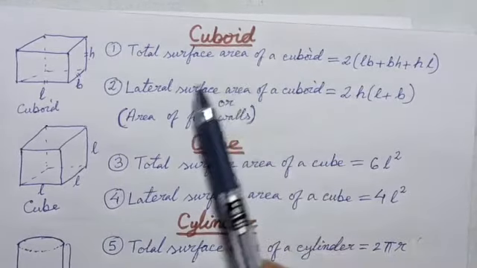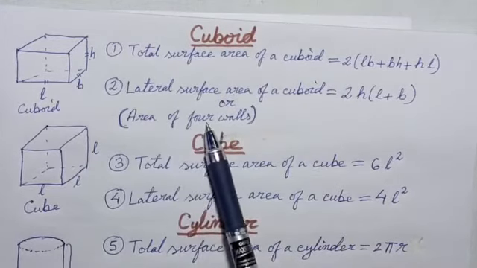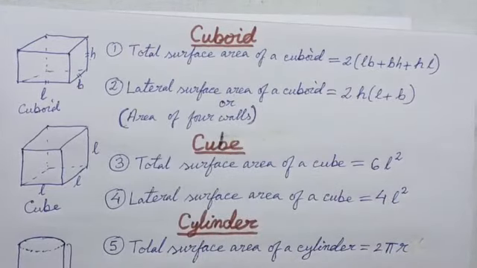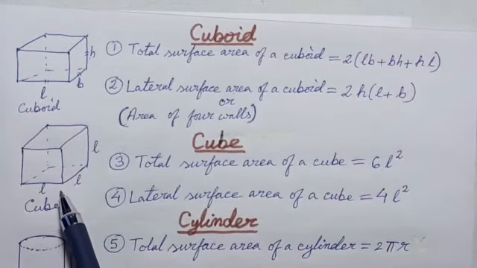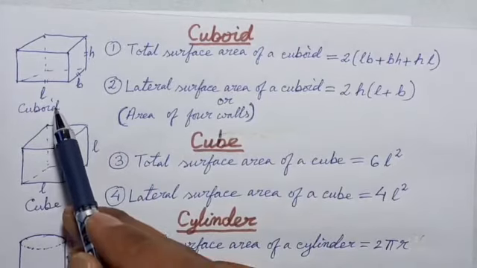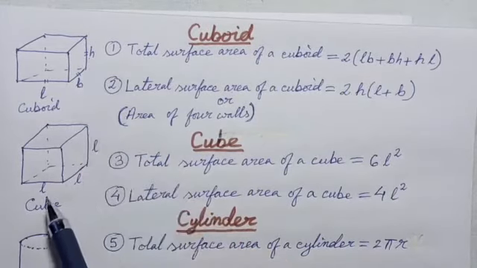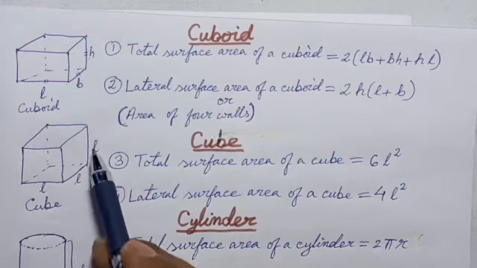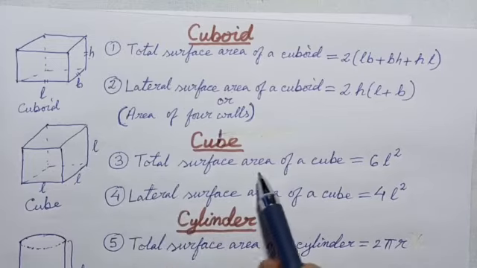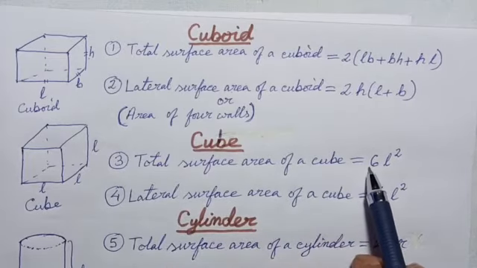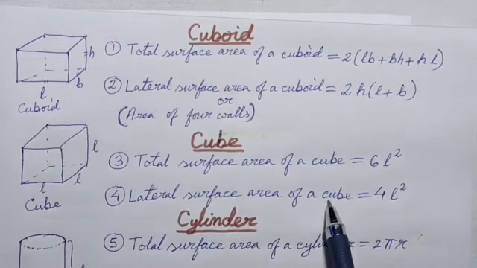This lateral surface area of a cuboid is same as area of 4 walls. Now next is cube, and this is shape of a cube. In cube, this length, breadth, height are equal. So all are length. So formula number 3, total surface area of a cube is 6 times L square. Number 4, lateral surface area of a cube is 4 times of L square.